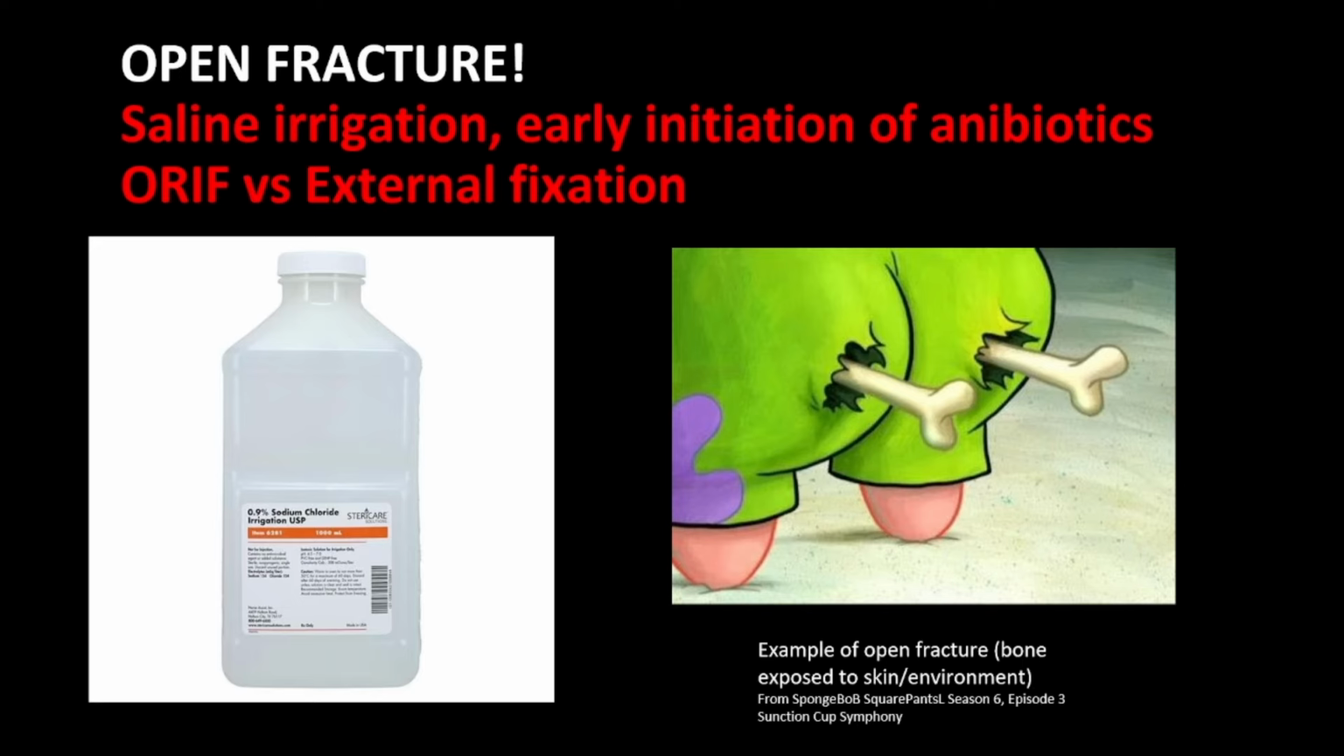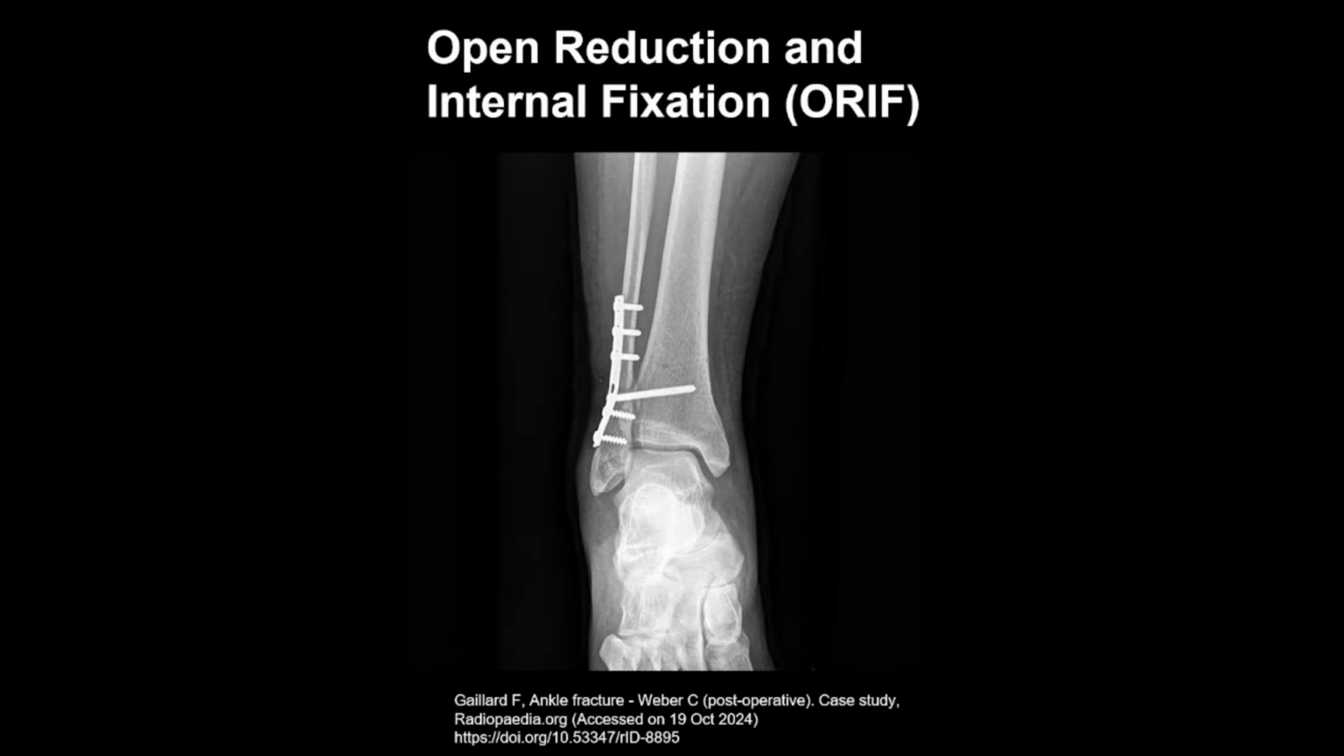It's also high yield to note that the tibia has, I believe, the highest rate of osteomyelitis following an open fracture. So especially in this case, you want to follow the tenets of saline irrigation and early initiation of antibiotics to reduce the risk of osteomyelitis.